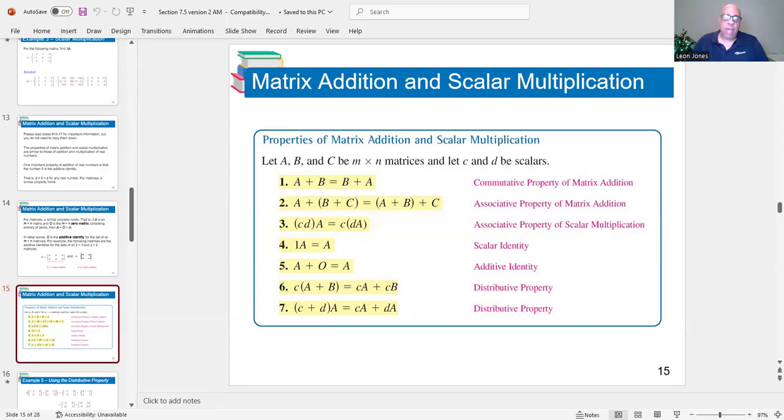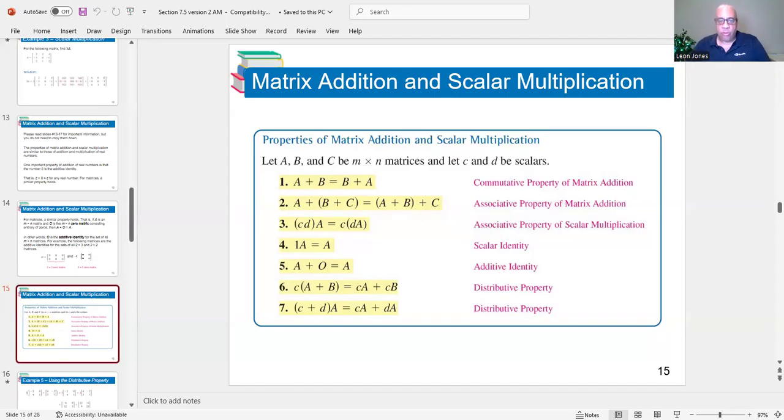That's what you get. Now, when you have an identity, what do I mean by an identity? Well, you have 2 identities. In multiplication, when you multiply any number by 1, you're going to get that same number. That's the scalar identity. Well, the additive identity is the same thing. If I add anything to 0, I'm going to get that same number. So A plus 0 equals A.